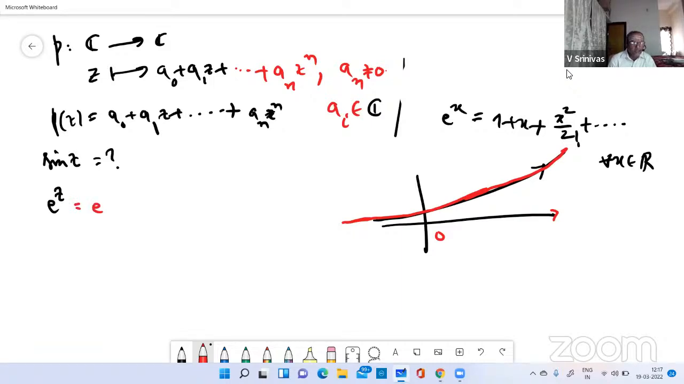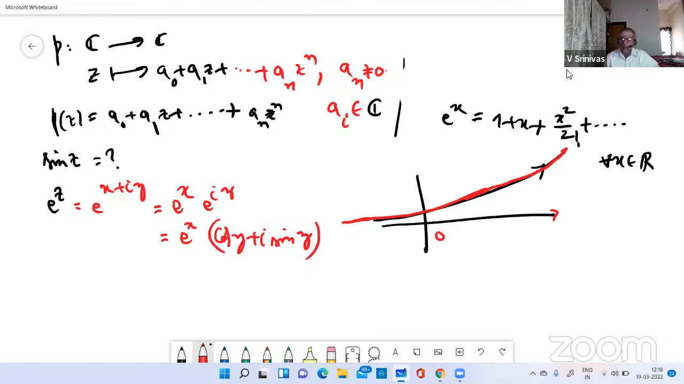Of course, you can also define it like this. What is z? Z is x plus iy. I'm taking z as a complex number, so it has the form x plus iy, where x and y are the real and imaginary parts. And this can be defined as e power x into e power iy, and then you define e power iy as cos y plus i sin y.